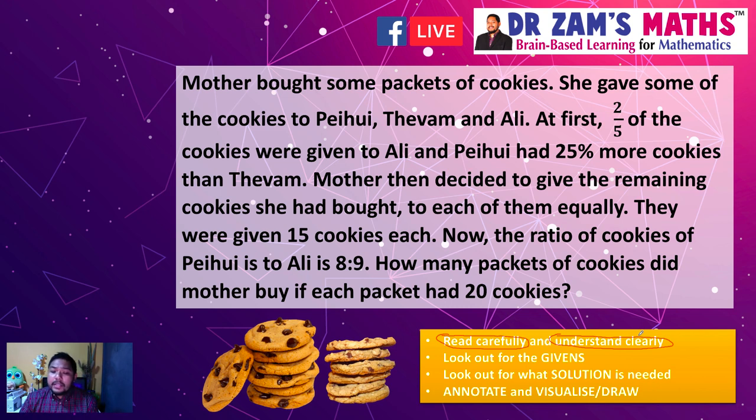Then the next thing you need to do, as you read, look out for the givens. Givens here are information relating to the problem that is given to you. Now, here's the thing. The more givens, the easier it is for you to solve the problem, because when you have so many givens, it's easier for you to play around with the givens and solve, right? Then the next thing you need to find out is the solution. So you need to find out what is the solution that is needed in the question.